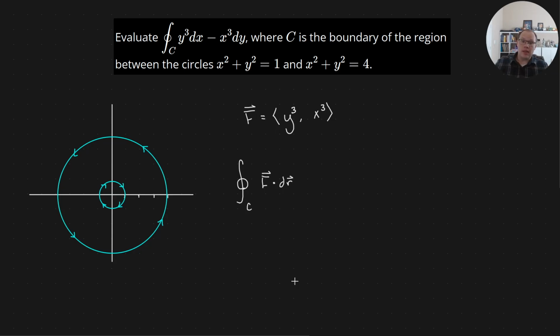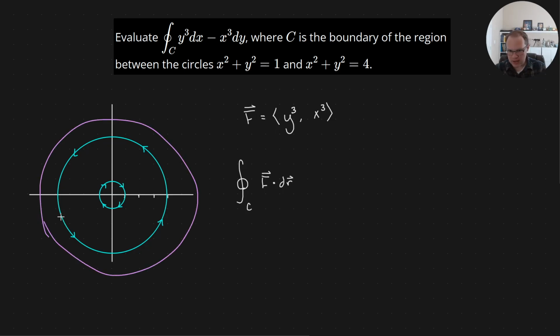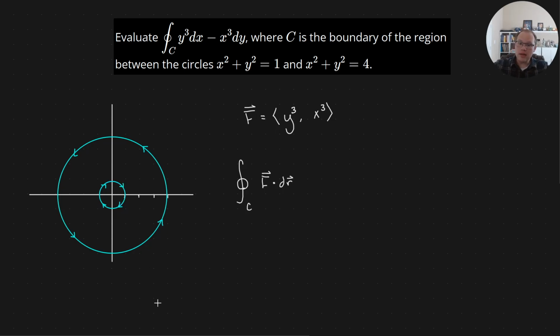Now, we could do it directly. It wouldn't be too bad, but we'd have to break this into 2 pieces because we have 2 segments to our boundary. We have the exterior circle, and we have the interior circle. We'd want to break those into 2 distinct pieces, so we'd have to do 2 distinct line integrals and then add them together. Instead, let's integrate over the interior using Green's theorem. We can do that because the boundary is made up of closed curves. Okay?